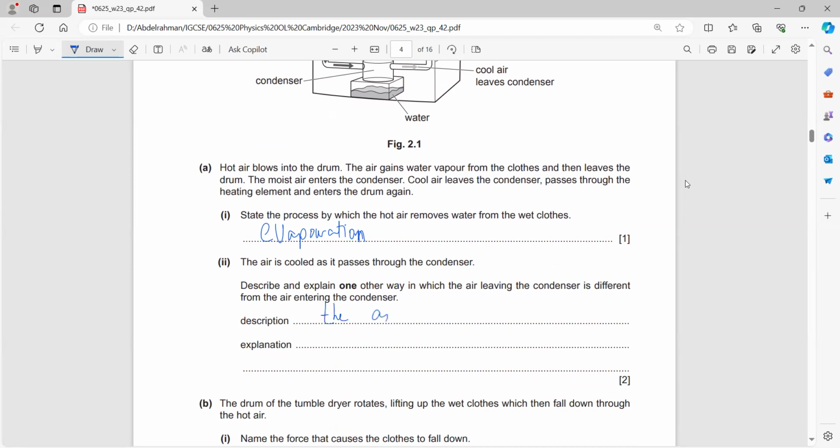The air is drier. Why? Because most of the water vapor, what happened to the water vapor? It condensed in the condenser. Okay, it changed to water in the condenser.